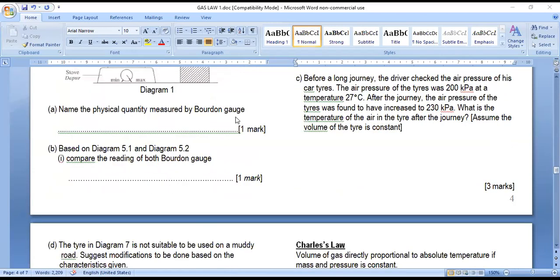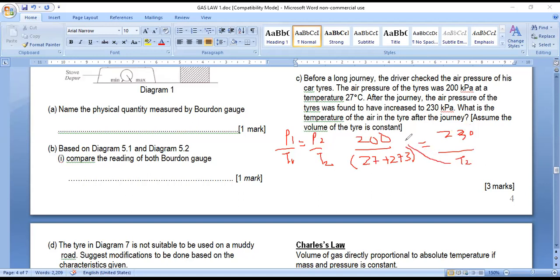Now, before a long journey, the driver checked the air pressure of his car tire. The pressure was 200 kilopascal at temperature 27. After the journey, the air pressure of the tires was found to have increased to 230 kilopascal. So what is the temperature of the air in the tire after the journey? Use the formula P1 over T1 equals P2 over T2. Your P1 is 200 kilopascal, your initial temperature is 27 plus 273, and your P2 will be 230 kilopascal. Then you can find your T2.